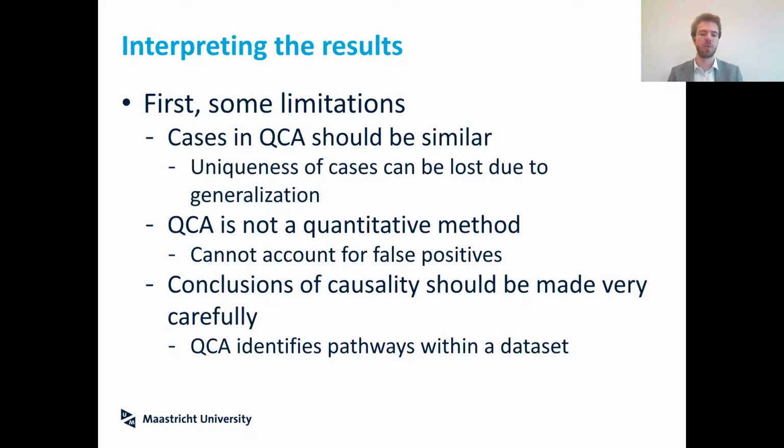Second, QCA is not a quantitative method, so it cannot account for false positives, which again makes determining causation a very, very tricky thing. I don't want to say dangerous. You have to be very careful with how you phrase it. And as I said numerous times actually, conclusions of causality should be made very, very carefully because QCA identifies pathways within a data set.